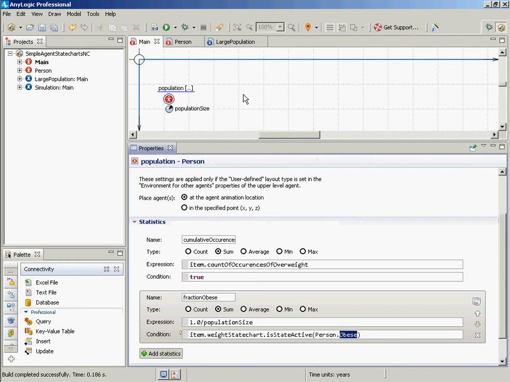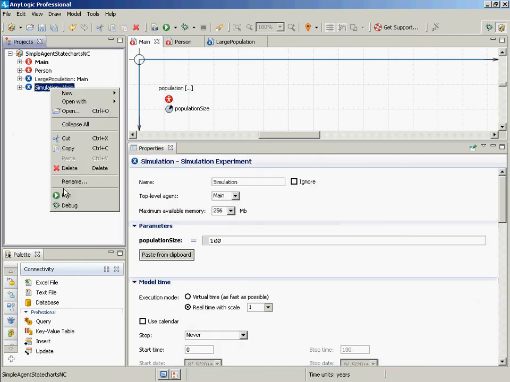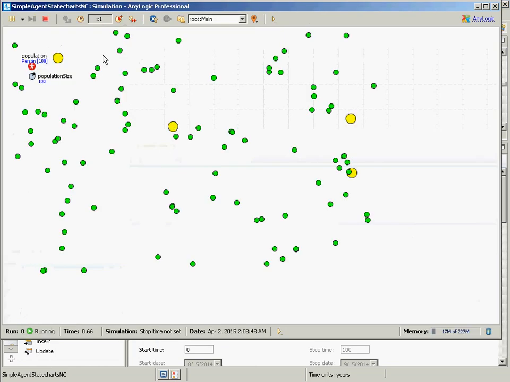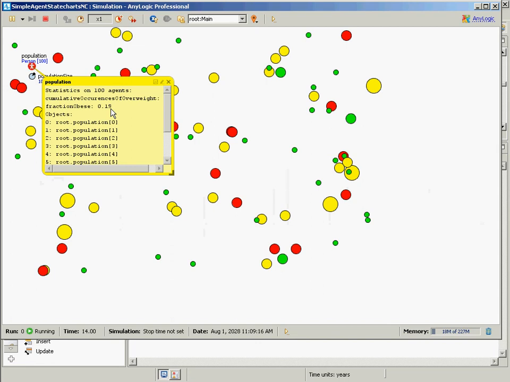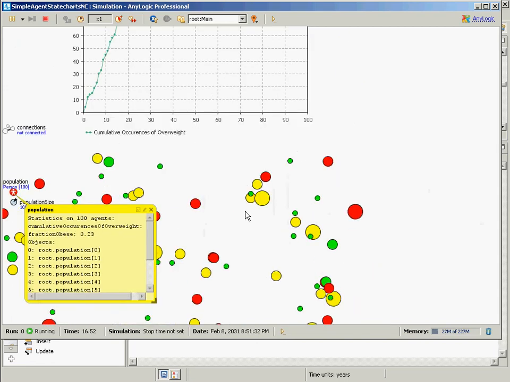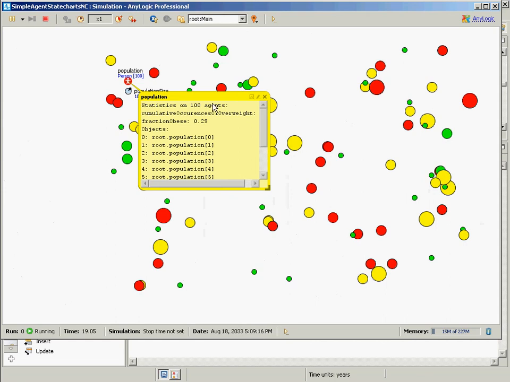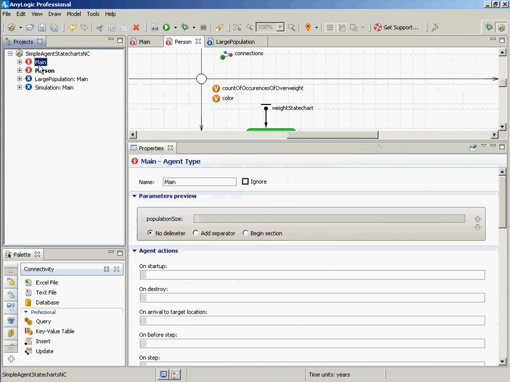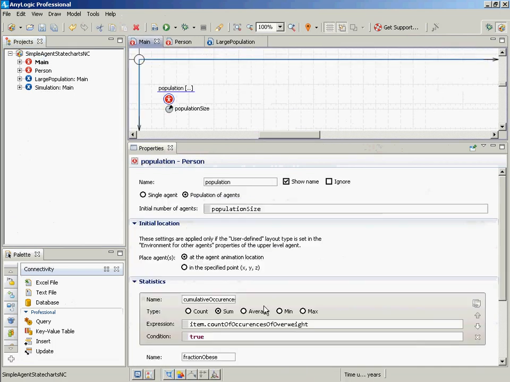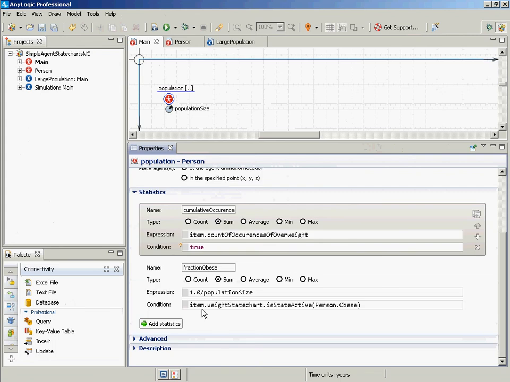Okay. So, folks, if we run this now, what we'll see here in the population. Let's click. Whoa! Oh, that was exciting. Okay, fraction obese: 16%, 17%, 16%, and of course the cumulative occurrences of overweight is shown up there. So this is how you can keep track of the fraction of a population that matches some criterion. You total up this for all people who match the criteria. You total up 1 divided by the population size.